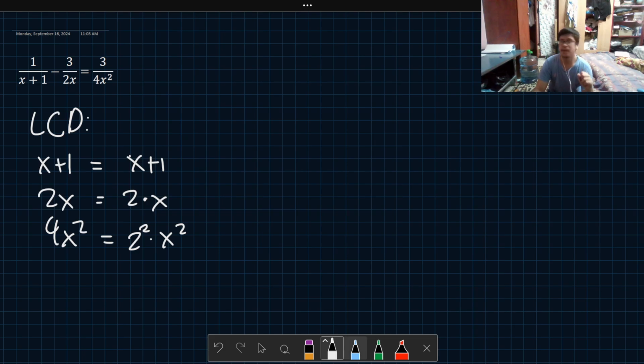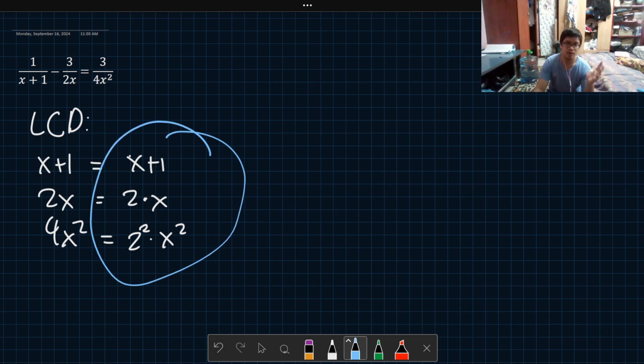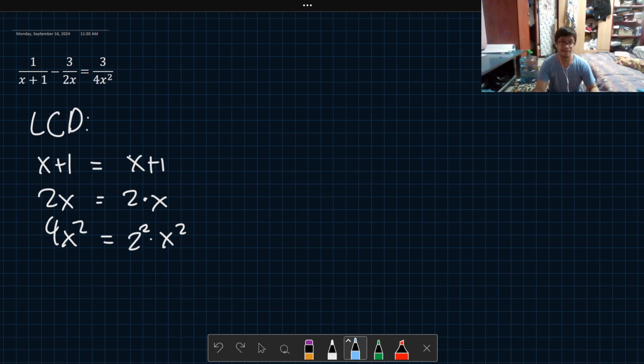Basically, just take a look here. Are there like terms here that are the same? Common, basically. Actually, we have 2 and x. So 2x and 4x squared have something in common, and that is the 2 and x. Now, here's the thing. If they have something in common, what are we going to do? If they are exactly the same, just copy them.